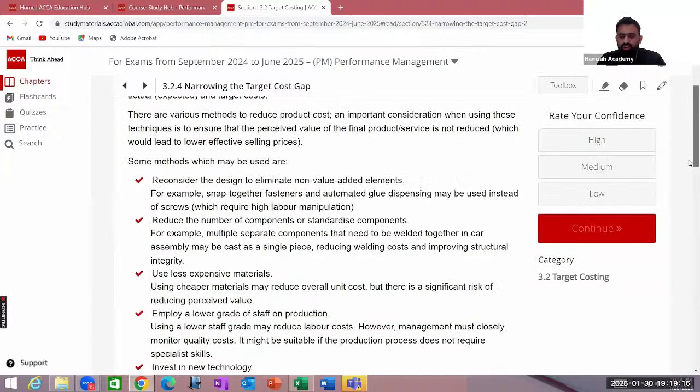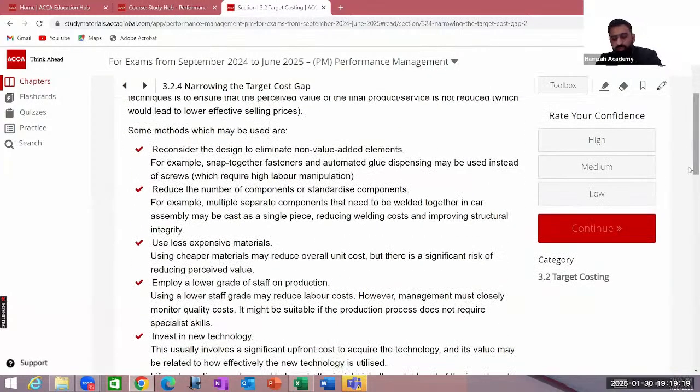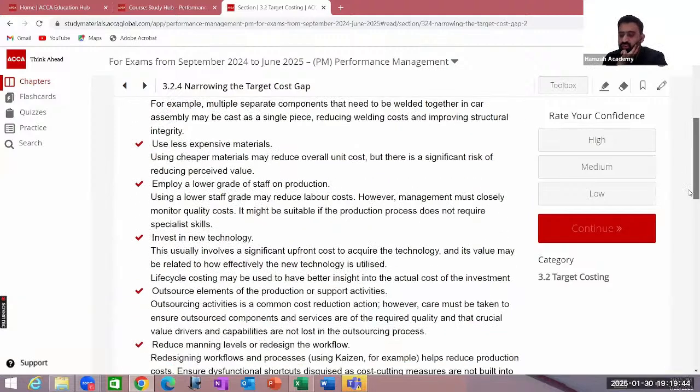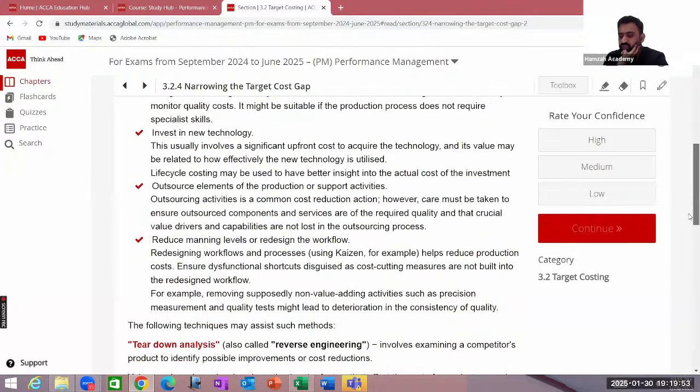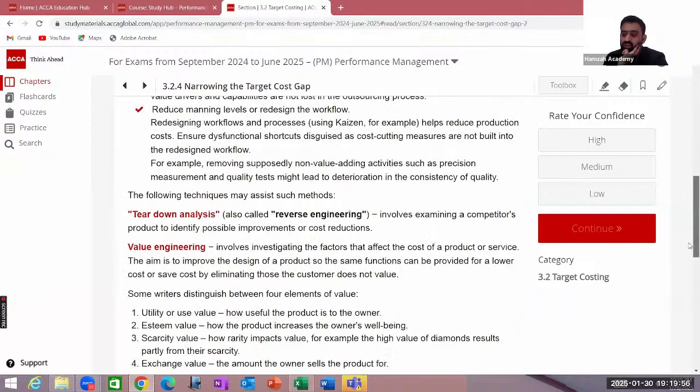Now we talked about in the last class how we can reduce the cost gap. We can reconsider the design of the product to eliminate the non-value added features from the product. We can reduce the number of components or standardize components, use less expensive material, employ lower grade staff, invest in new technology, relying less on human power. You can invest in technology. You can outsource your business element, which may reduce your management cost, overhead cost. So this is how you can reduce the cost gap.